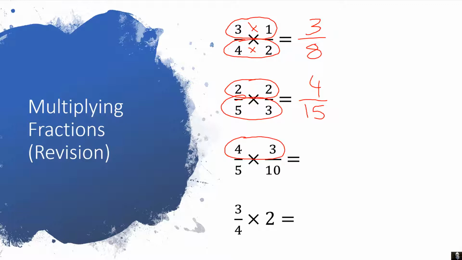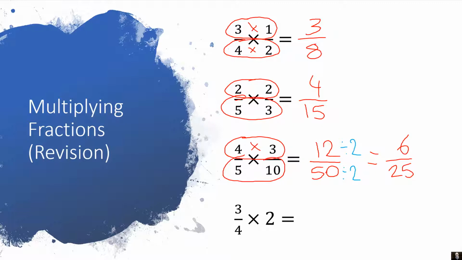Next I've got 4 times 3 as my numerators. 4 times 3 is 12. Then I've got 5 times 10. And 5 times 10 is 50. Now, this one I can simplify. So what I'm going to do is divide both the top and the bottom of the fraction by 2. All right? And that's going to give me a new answer of 6 over 25.